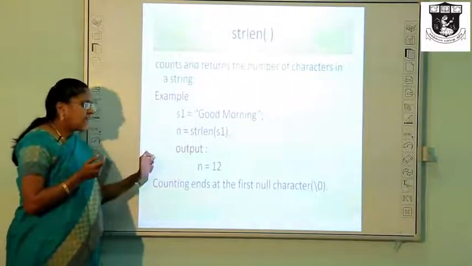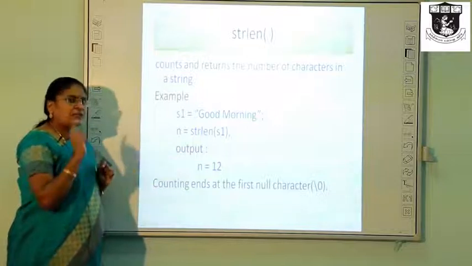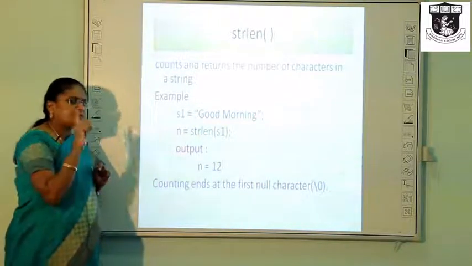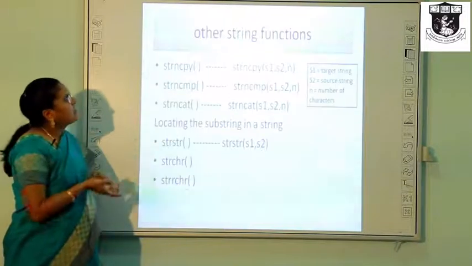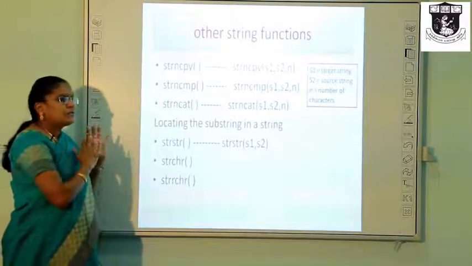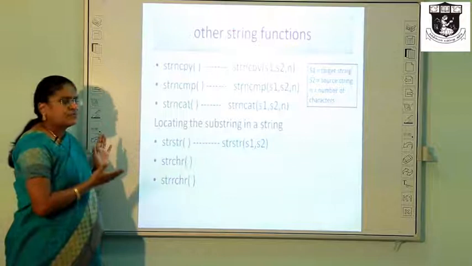So the counting ends at the null character. Your null character is \0. Always remember your null character is \0. Next functions: all this was the major set, and now we go to other string functions, which you'll be seeing here.